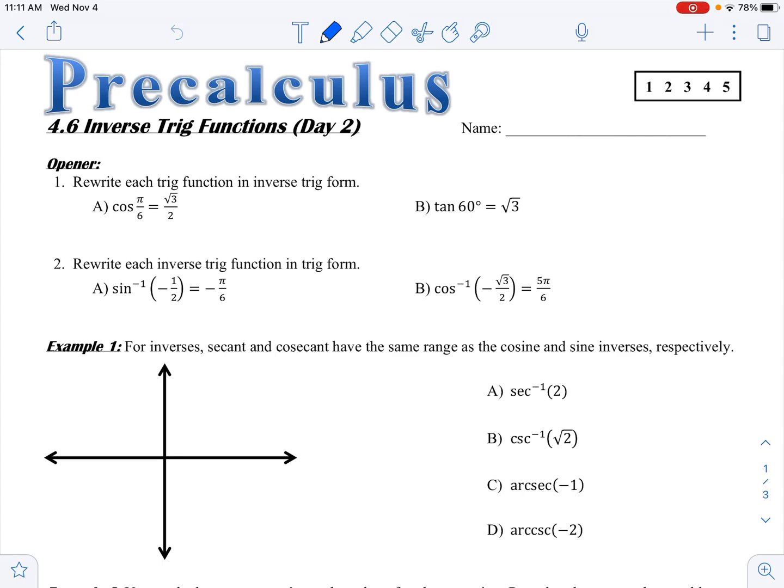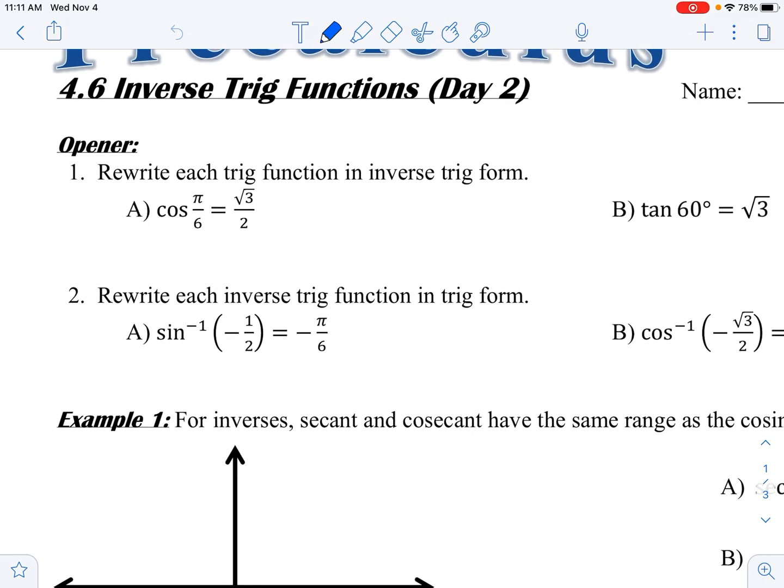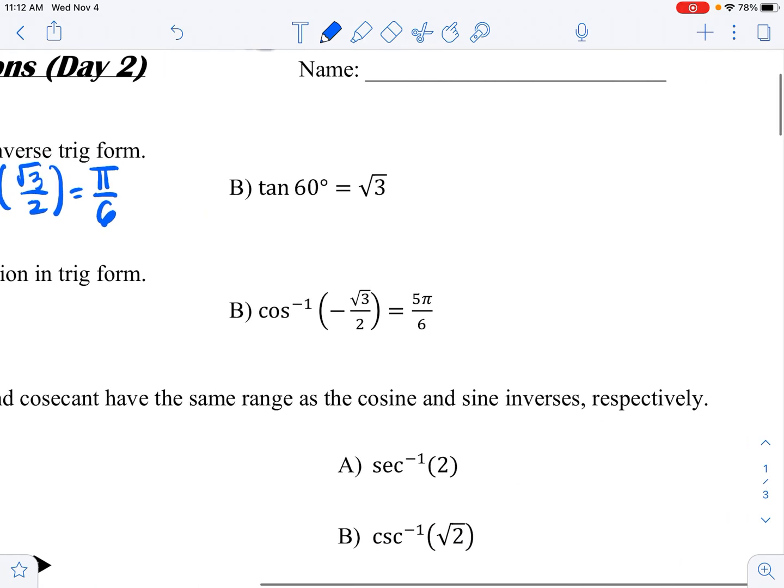Okay, so 4.6 day 2 is a slight review of yesterday plus adding a little bit more because we never talked about cosecant, secant, or cotangent. Just to make sure we understand what we learned in the first lesson, it says rewrite each trig function in inverse trig function form. So what's the inverse of cosine? It's cosine inverse. So that means cosine inverse of root 3 over 2 is pi over 6.